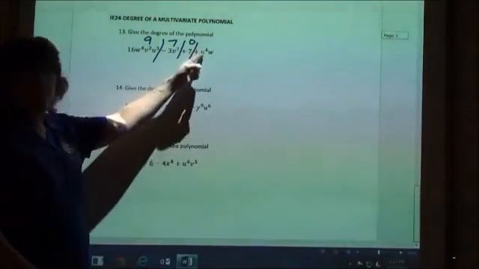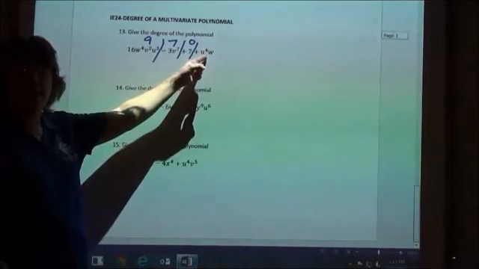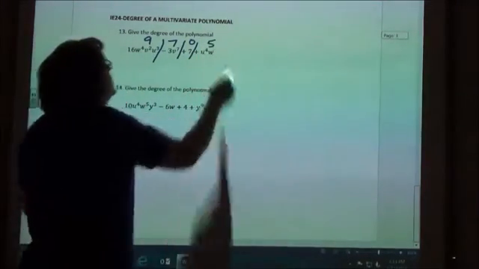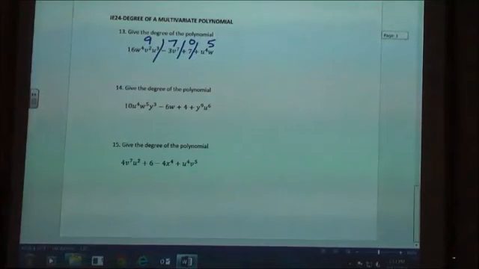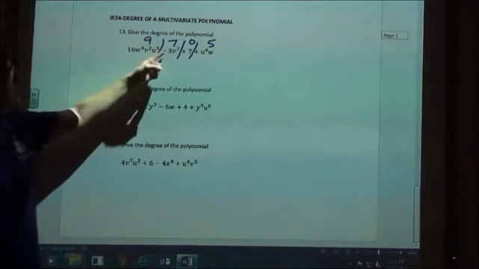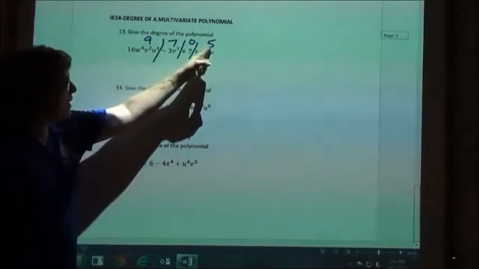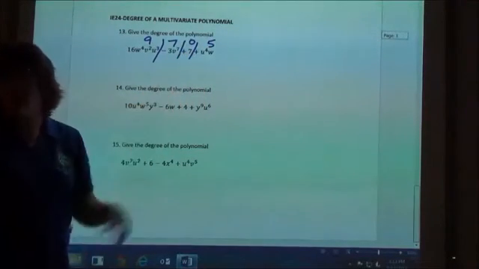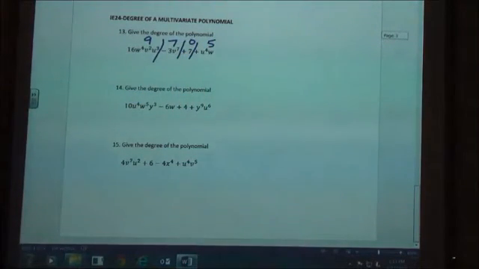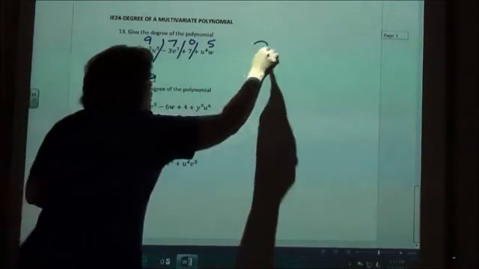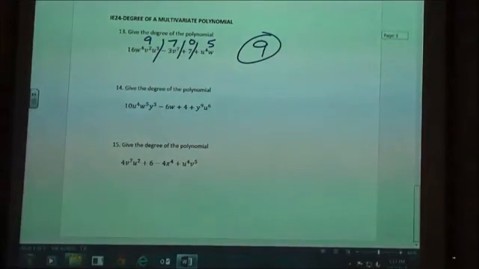And 4. And 5. So, if I were going to rearrange this one, this term would go first, this one would go second, that one on the end would go third, and my number would go last. They're not asking us to rearrange this one, they just want to know what the degree of it is. The degree is the one with the highest sum. 9 was the degree that we got.